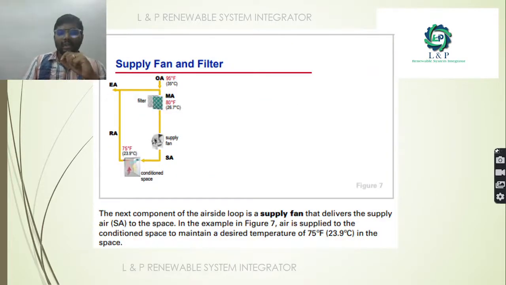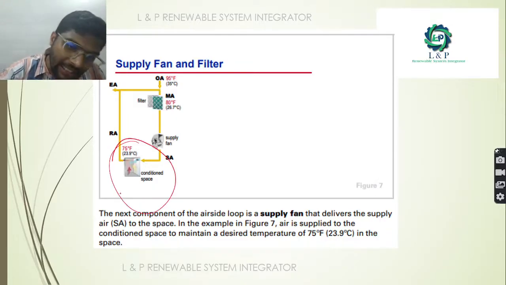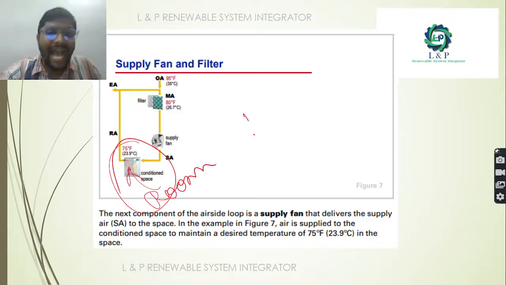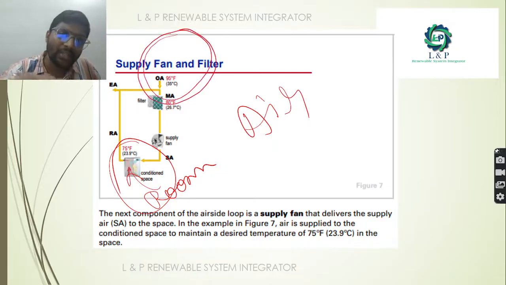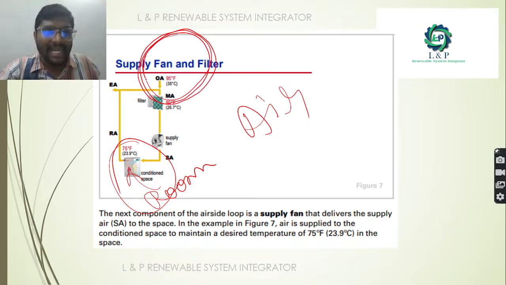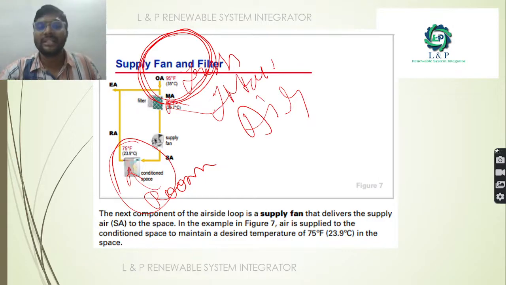So the next most important thing is the supply fan and the filter. As you can see here, in order to supply air to the conditioned space or a room, the first thing we need is air. Where is the air available? Air will be available outside, so outside air is very important. Second, we cannot take the air directly, because even though it is fresh air, we need to filter it. For that filtering purpose, we are using the filters.